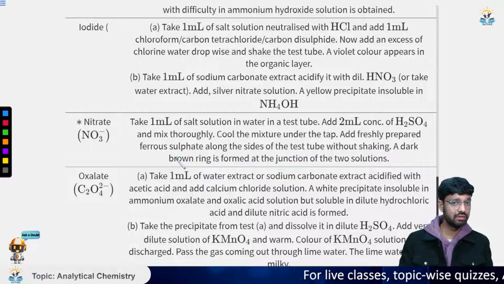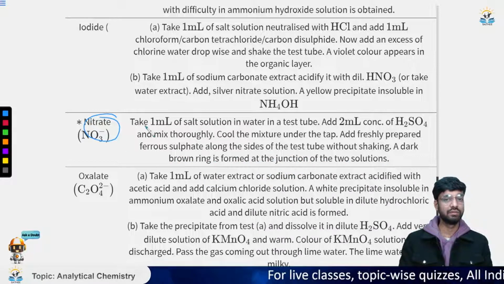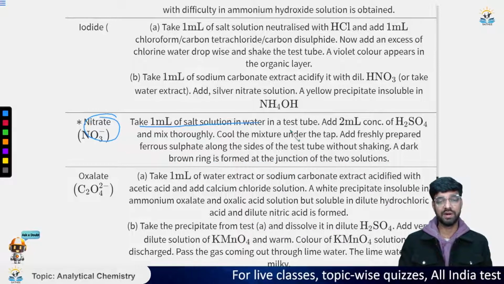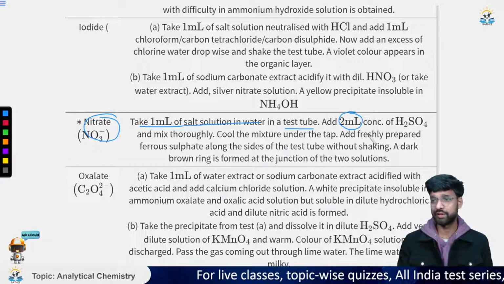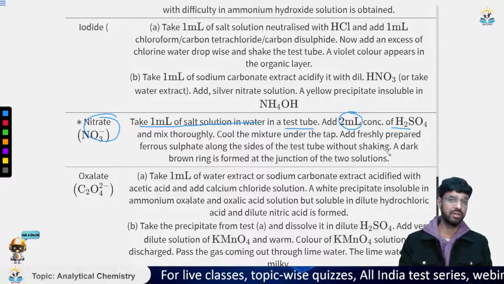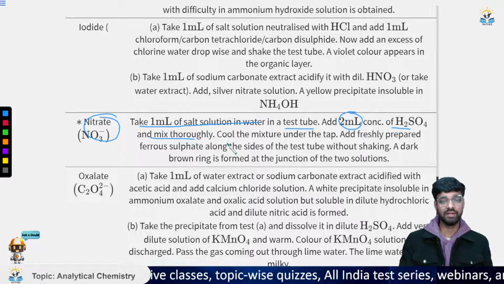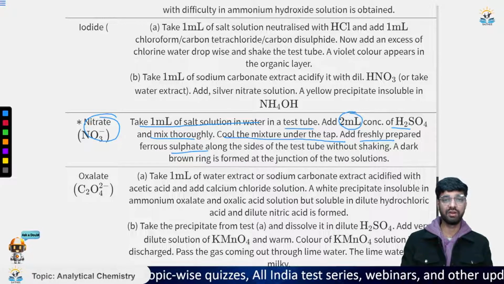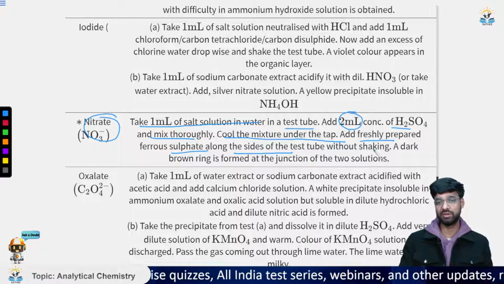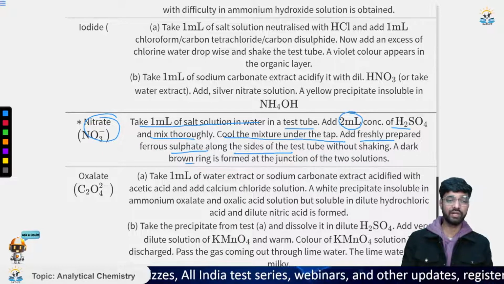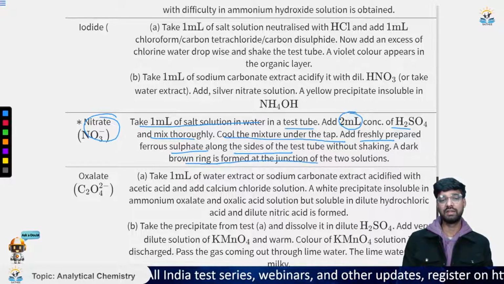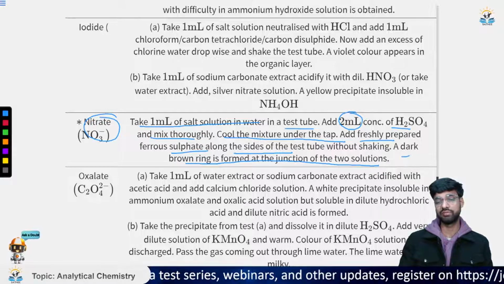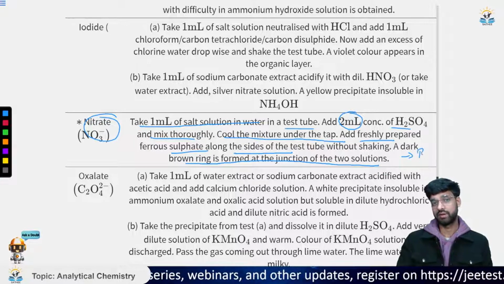Then for nitrate ion, we take 1 ml of salt solution in water in a test tube and add 2 ml conc H2SO4 and mix thoroughly. Then we cool the mixture under the tap and add freshly prepared ferrous sulfate along the side of the wall, without shaking. Then a dark brown ring is formed at the junction of the two solutions. This is your famous brown ring test.